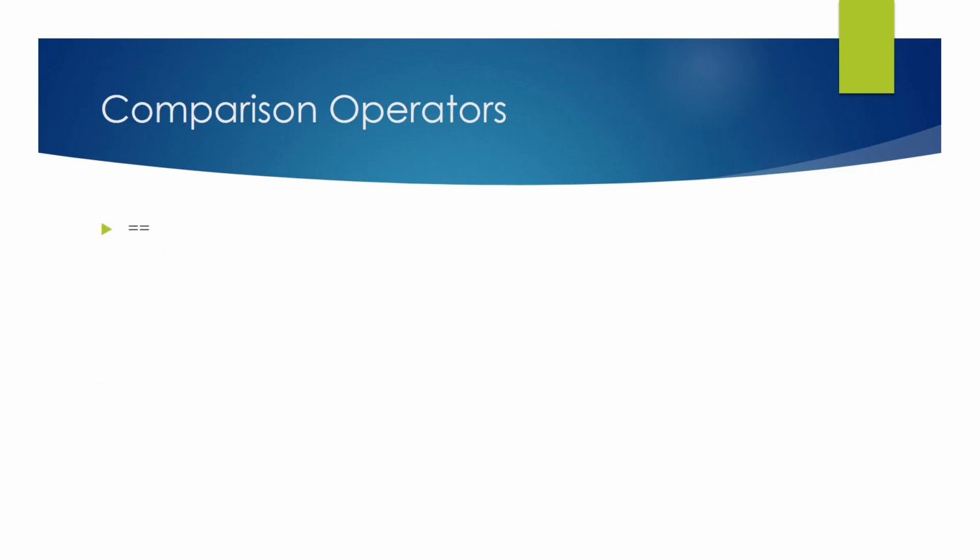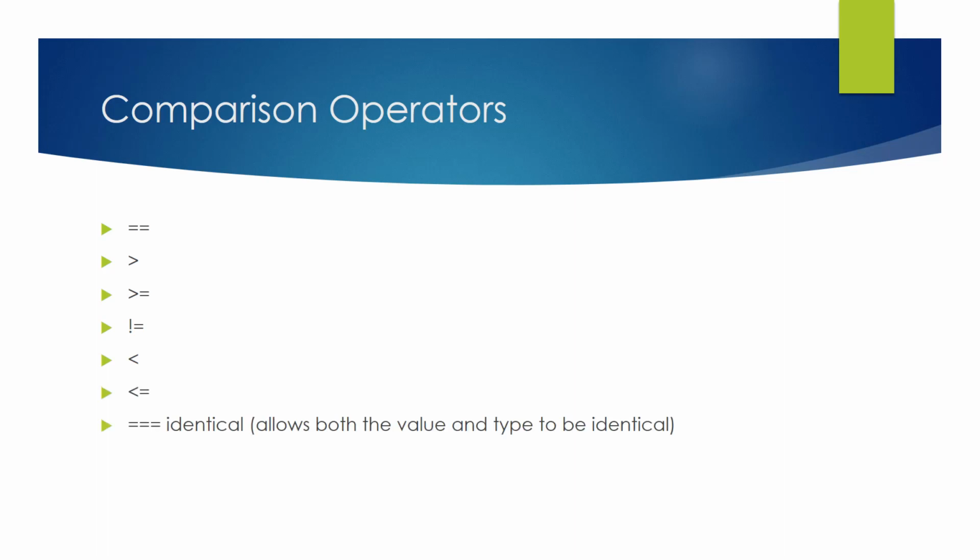The first is the double equal to operator. So here it just compares the values. So you can compare integer 10 with string 10, and in that case it will just go with comparing the values, and in that case it will return true. Then we have greater than equal to, not equal to, less than equal to, and triple equal to, which is also known as identical comparison operator.